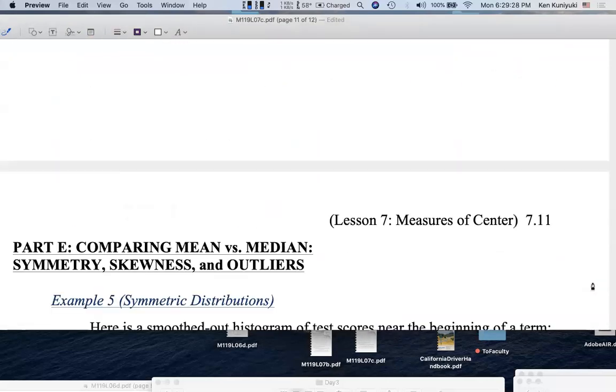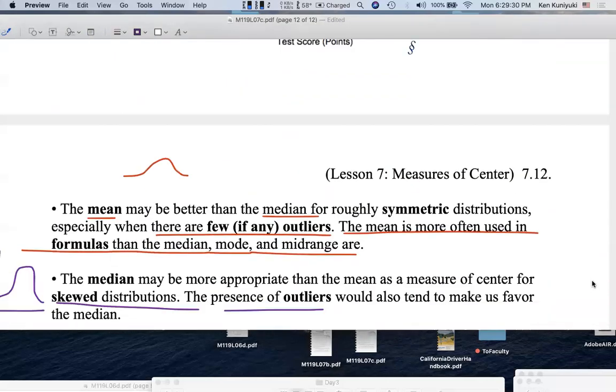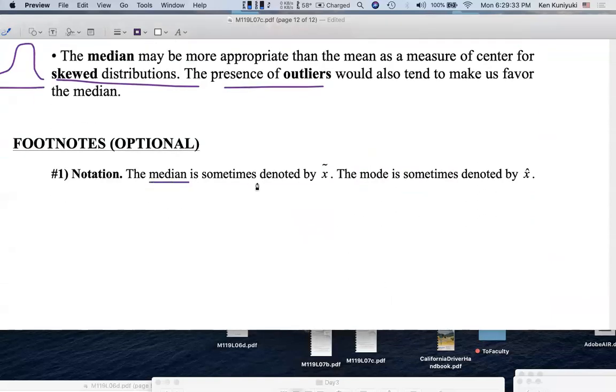A minor footnote here. Remember, the sample mean is often denoted by x bar. The median is sometimes denoted by x tilde, that squiggle on top. The mode sometimes denoted by x hat. But those are fairly rare. The key thing is remember that the sample mean of a sample data set is given by x bar.